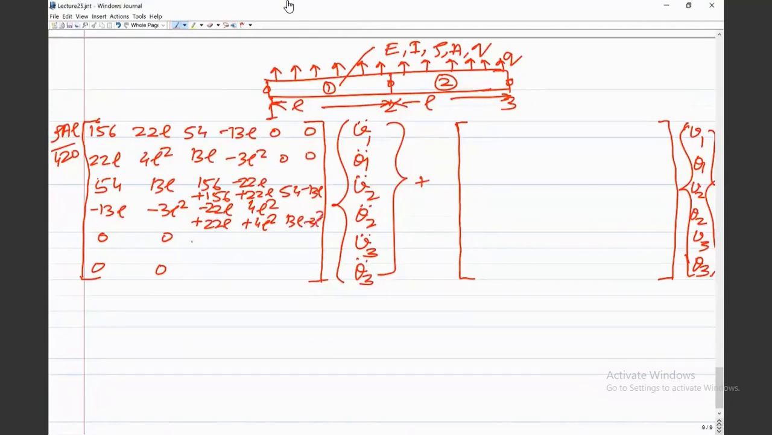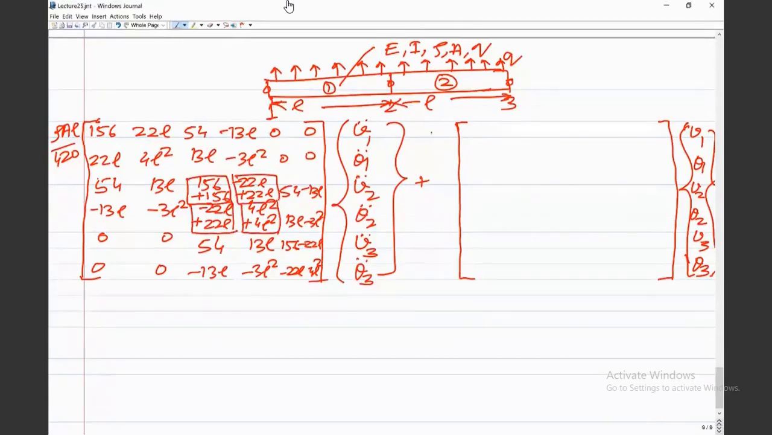And then you are going to have 54, 13L. We are adding the contribution of the second element: 156, minus 22L, and then minus 13L, minus 3L square, minus 22L and 4L square. Now you see that here you have contribution from both the elements. These are the contributions from both the elements. So this is the assembled mass matrix.